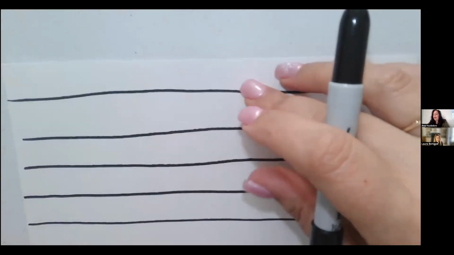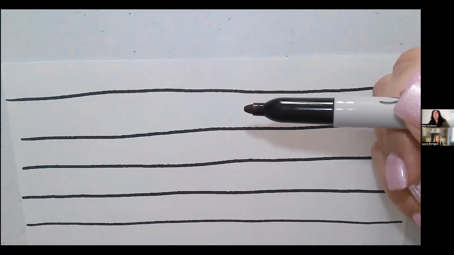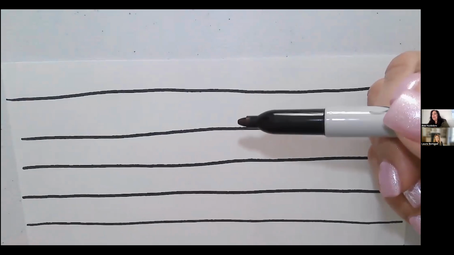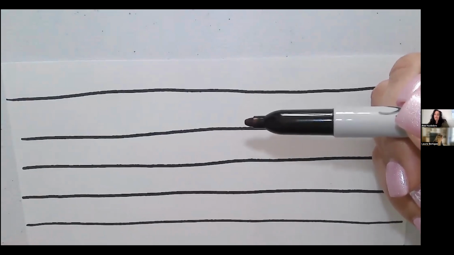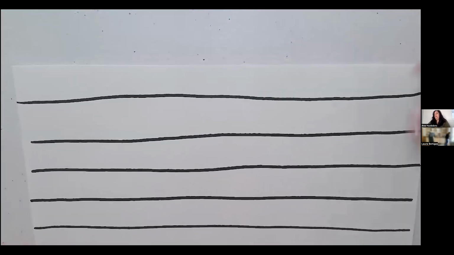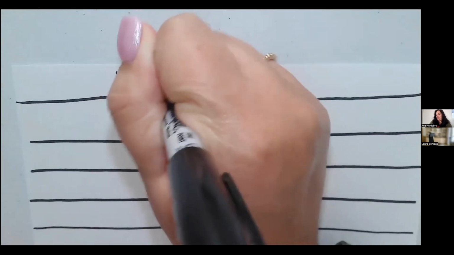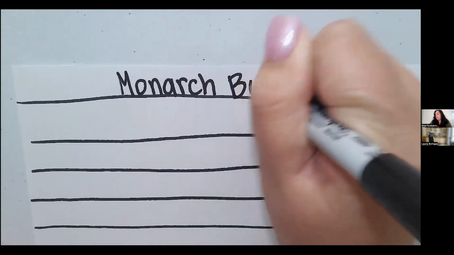Make sure you write nice and dark so your teacher could see what you're doing. Well, there's always a question here of, do I need a title? You know, when there's some type of assignment, you could write a title if you want to, but you definitely don't have to. If you're a title person, I'm going to go ahead and do a title just because I know some of you really like the titles. I'm going to call this Monarch Butterflies.